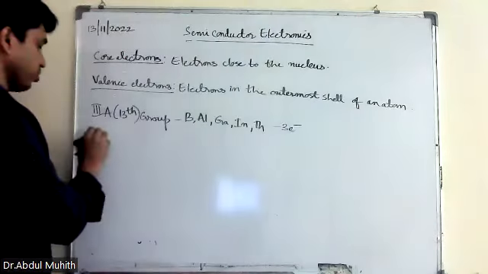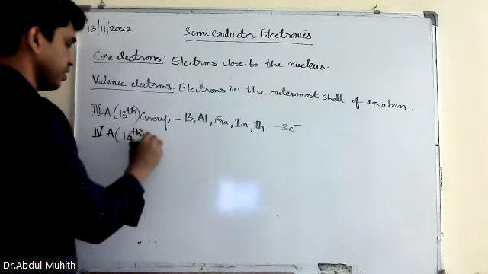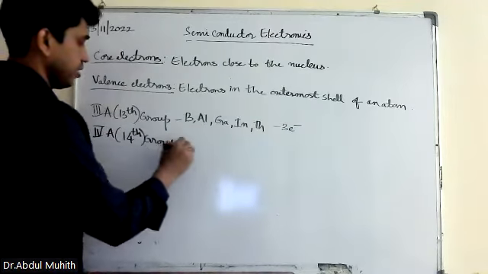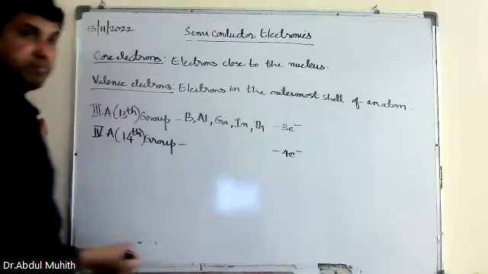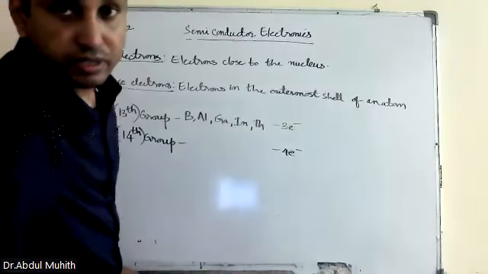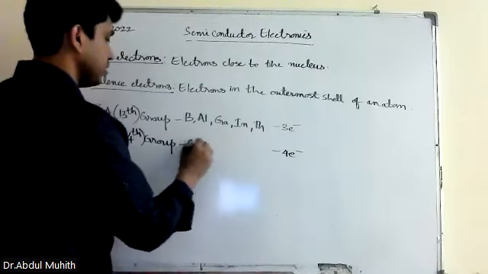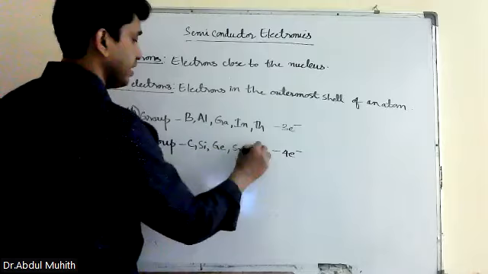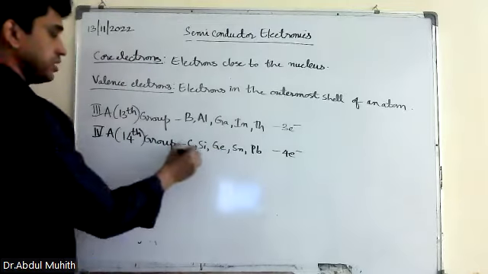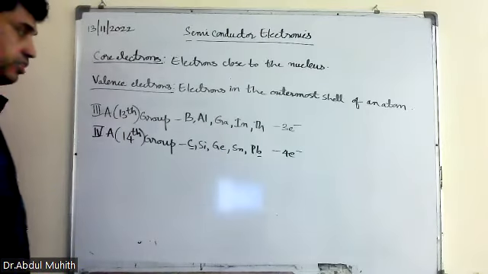What about the fourth A or 14th group? How many electrons are there? 4. Can you tell me the names of the elements? It is carbon, silicon, germanium, tin, and lead. But again, carbon is a gas and lead is a radioactive element, so we don't take those.